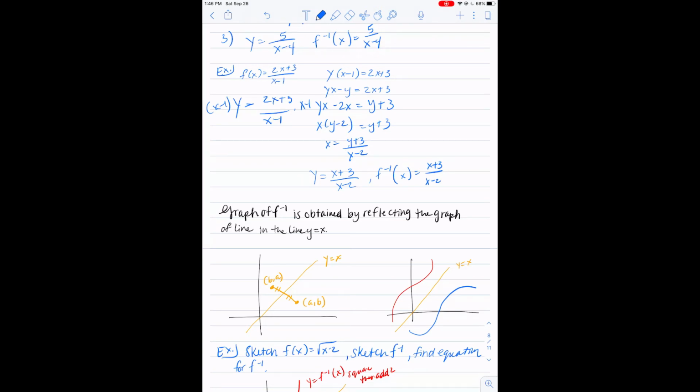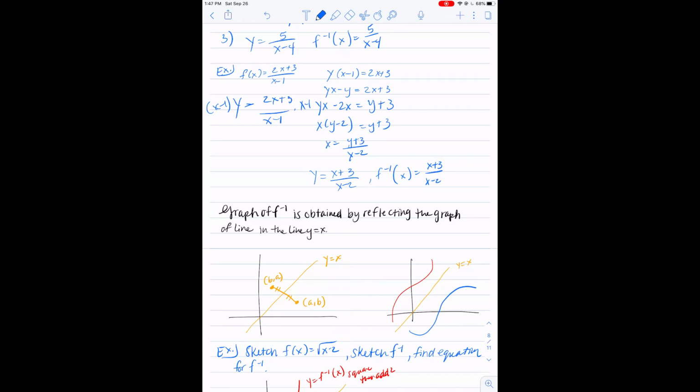So I have y times (x - 1) equals 2x + 3. And then I'm going to distribute my y. So I have yx - y equals 2x + 3. I'm going to add the y to the right and then subtract the 2x to the left. So I have yx - 2x equals y + 3.